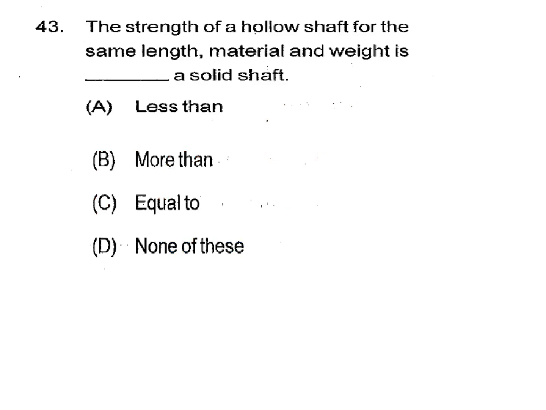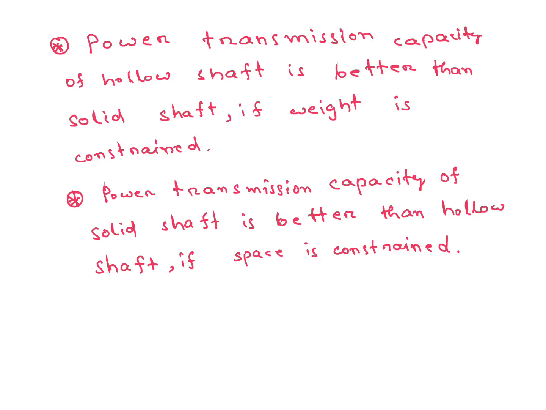Question: the strength of a hollow shaft for the same length, material and weight is dash of solid shaft. Here weight is constant, so the strength of the hollow shaft is more than the strength of the solid shaft. B is our answer. Here we have to check the conditions.